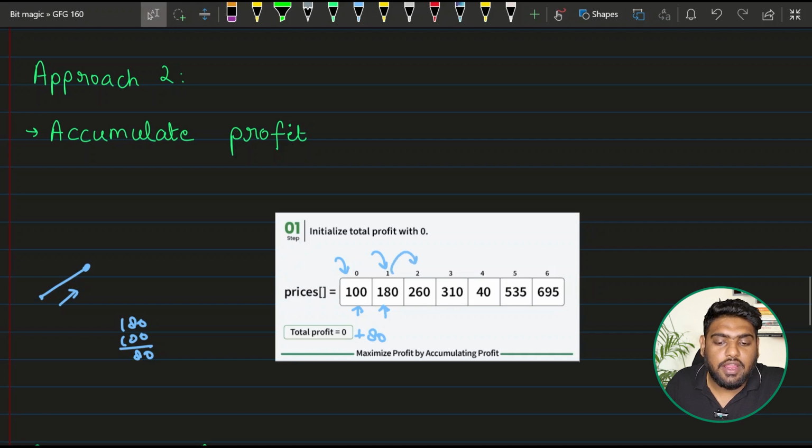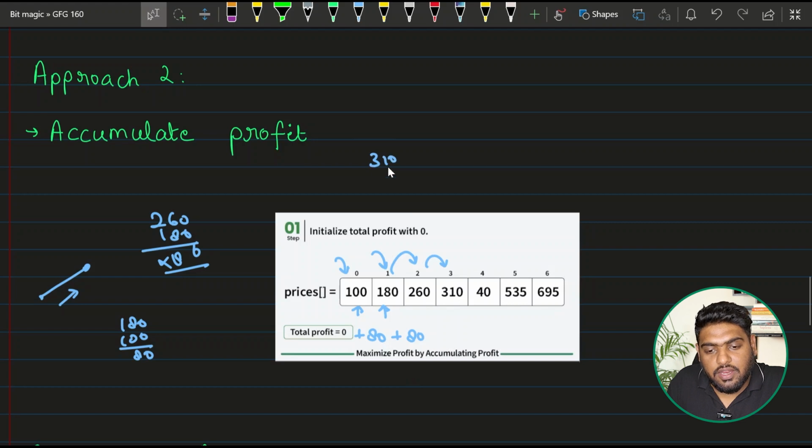Next, you again see the values are increasing from 180 to 260. You would buy at 180 and sell at 260. So 260 minus 180, again 80 profit. Similarly, you keep traveling here as well, because you can see you're booking a profit here. So it will be 310 minus 260, and you have booked a profit of 50 here. Now after that you encounter a dip. You're not going to book a profit here.